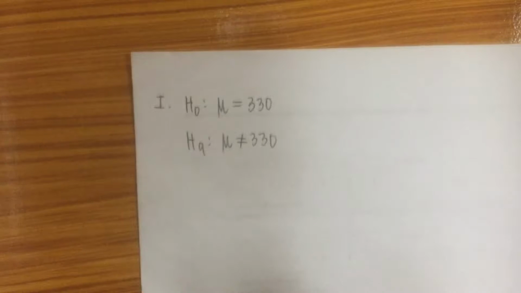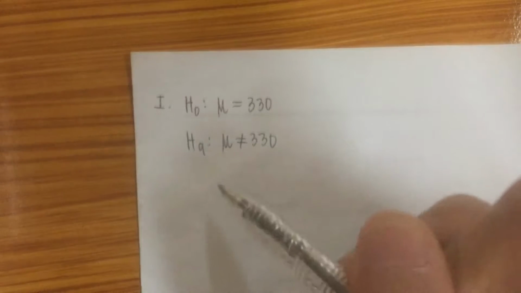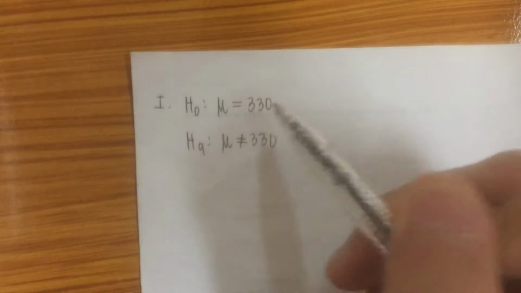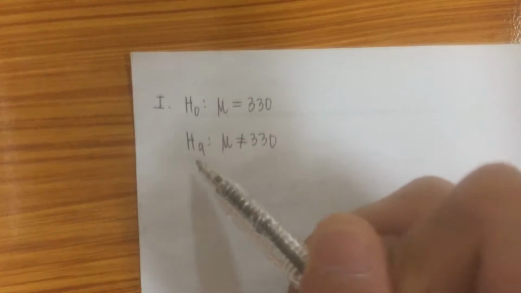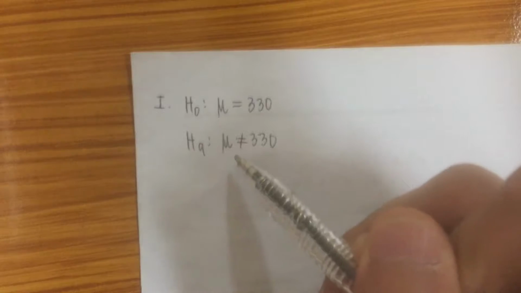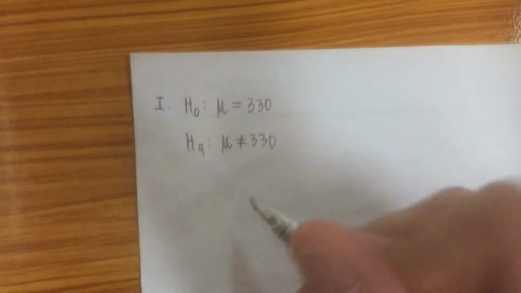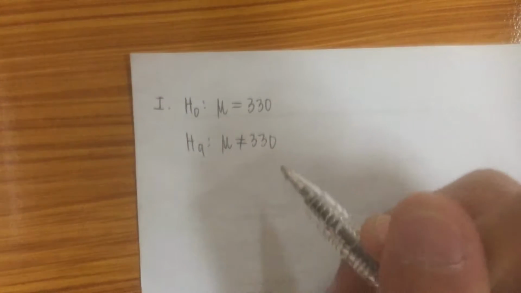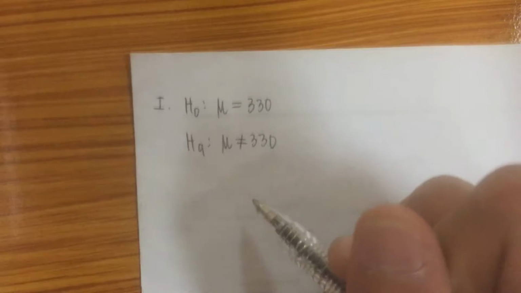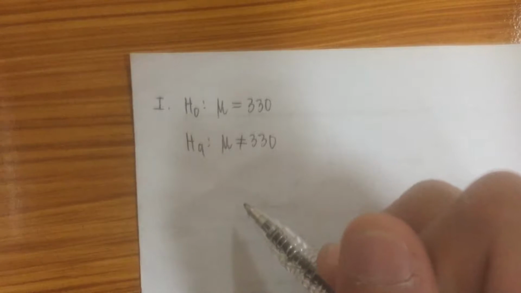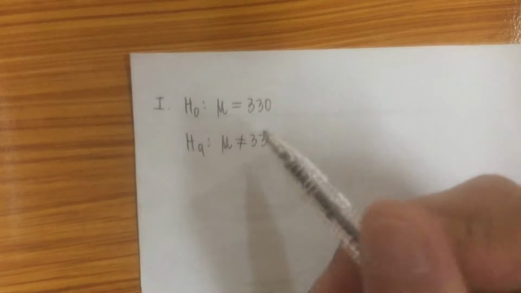So the null and the alternative were already determined. The null hypothesis is that the mean is equal to 330, and for the alternative, the average is not equal to 330. So remember, we want to know if the average number of boxes sold for all the stores is 330 or not. So in this case, we will use two-sided.